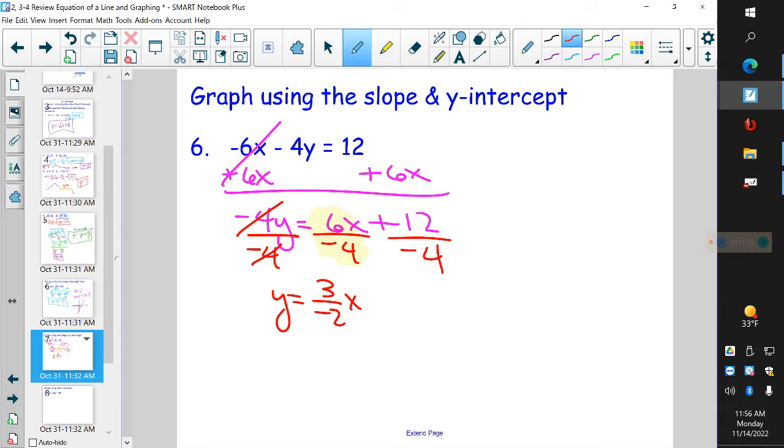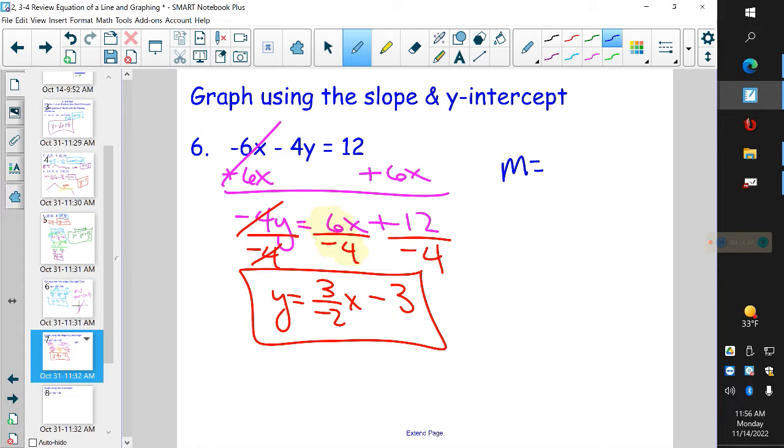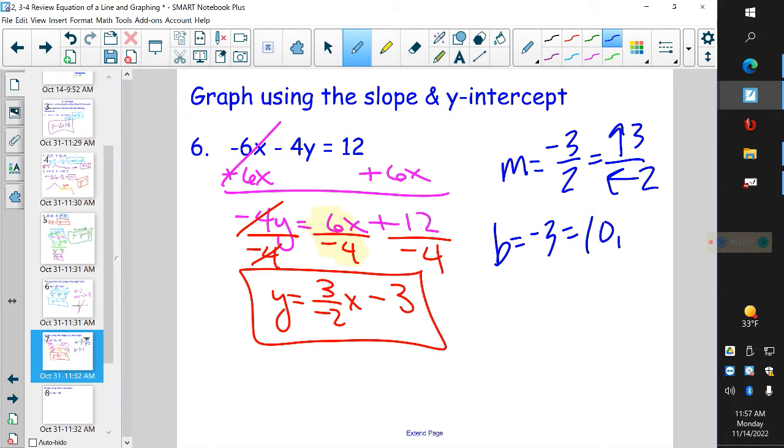Negative 3 over 2x minus 3. This is what I'm looking for. Now what is my slope? Negative 3 over 2, which means I'm going to go up 3 and to the left 2. Yes? And what is my b value? Negative 3, so that's 0, negative 3.